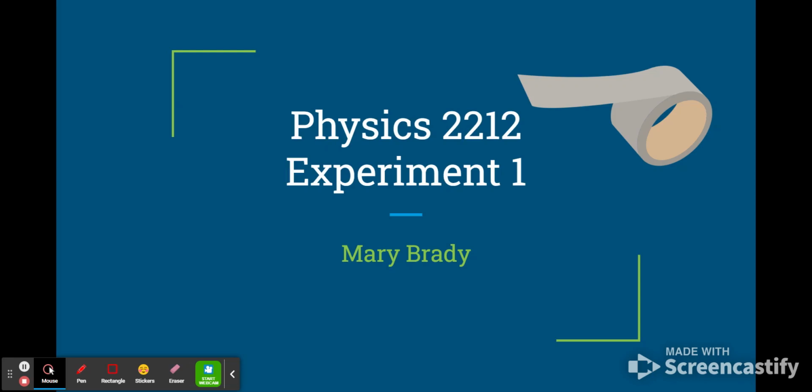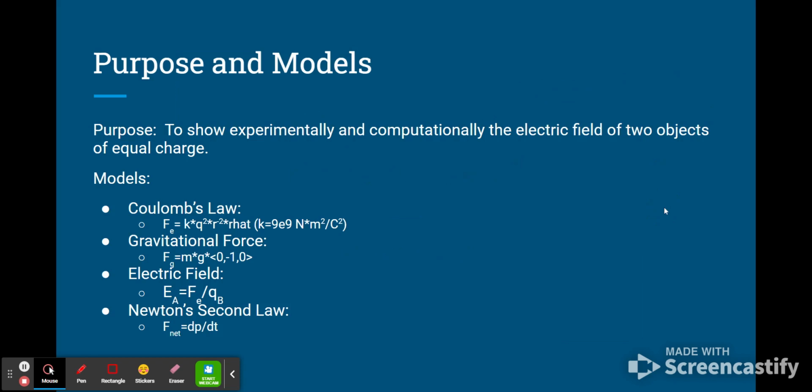Hi, I'm Mary Brady, and this is my Physics 2 Experiment 1 on charged tapes. The purpose of this experiment is to show experimentally and computationally the electric field of two objects of equal charge.